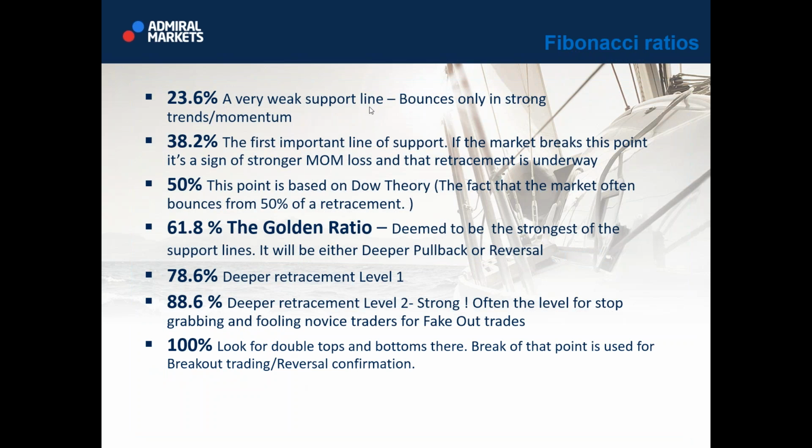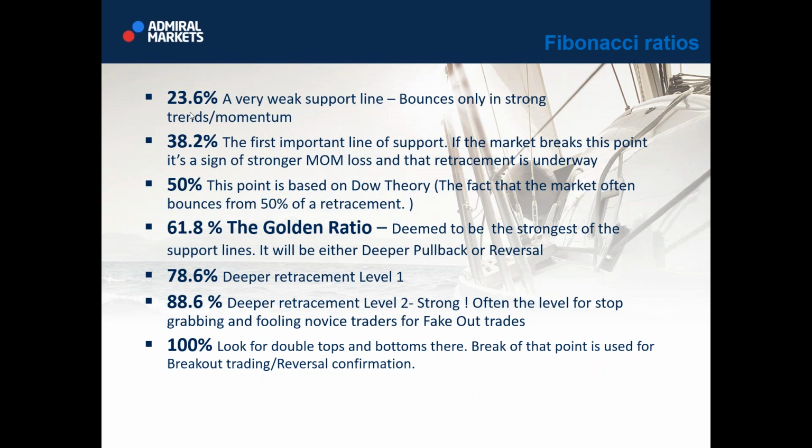23.6 Fibonacci ratio is a very weak support line. It only bounces from 23.6 in strong trends. I call it a shallow retracement. But if you see a big, strong trend, it's not uncommon for the price to bounce off 23.6 Fib. If you see that happening, guys, you know that the trend is strong.